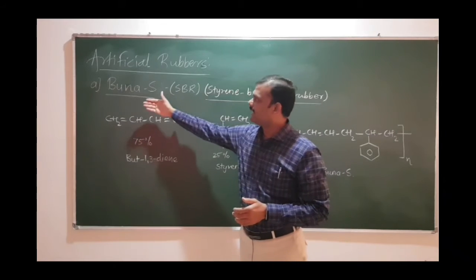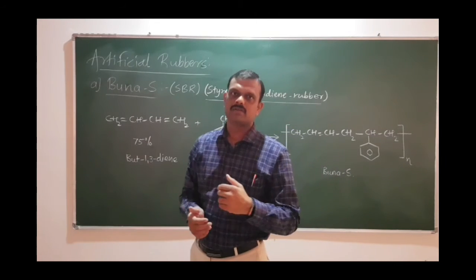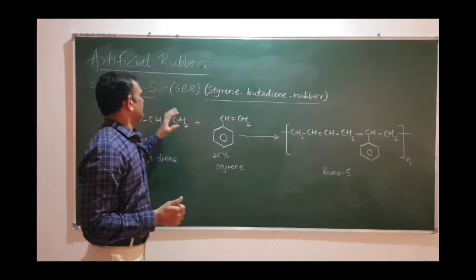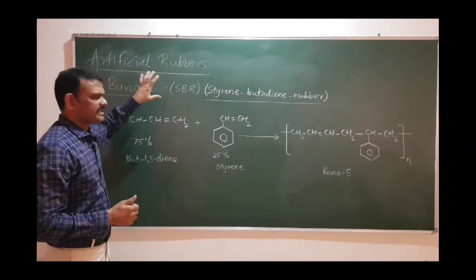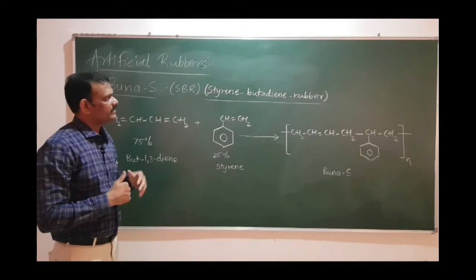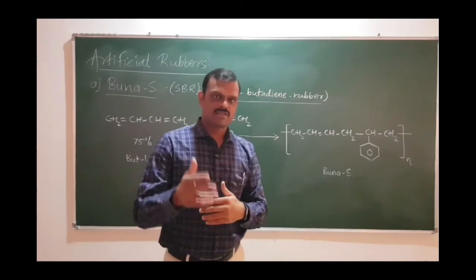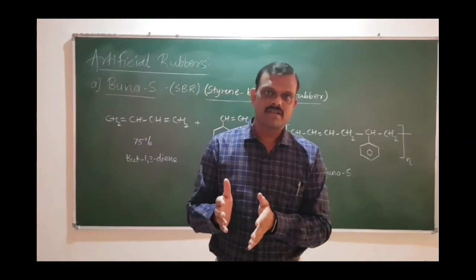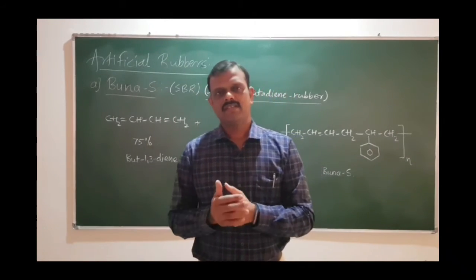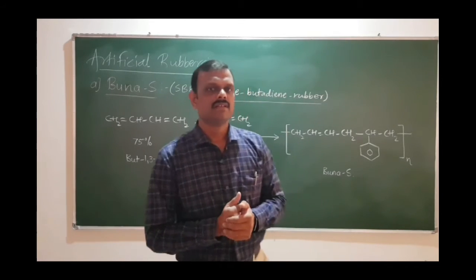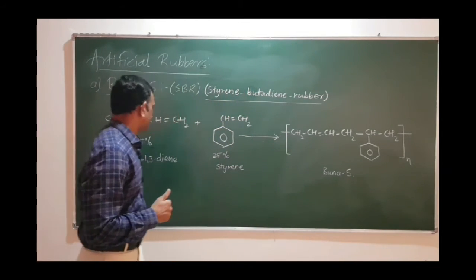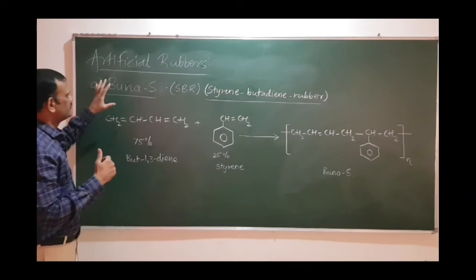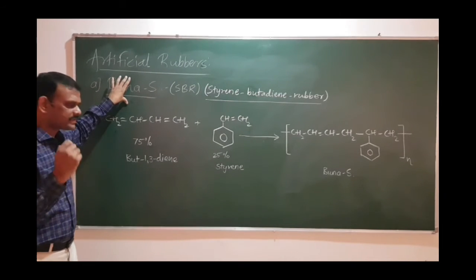Now Buna S, that S stands for styrene. This is the commercial name, and the trade name is SBR. SBR means styrene butadiene rubber. It is used as a rubber for tires, as well as in various other uses. Now this you can say is Buna S.